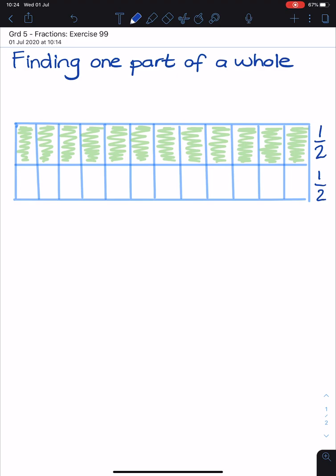So what fraction does each child get? Each child gets a half of the slab. How many blocks of chocolate does each child get?